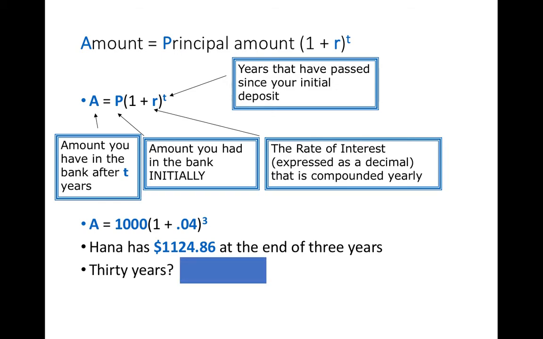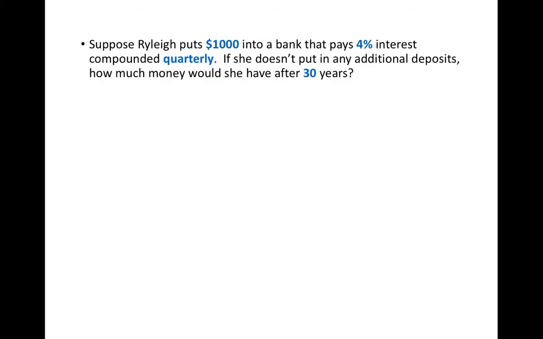How about 30 years? What if she left it? I mean, she must make a ton of money if she leaves it in there for 30 years, right? Not that much, right? Doesn't seem to be. It certainly didn't grow $40 every year, right? Now, Riley says, Hannah, you know what? You made a good decision with your money, and you found a bank that gave you 4% interest once a year. But me, I found a bank that pays 4% interest every quarter.